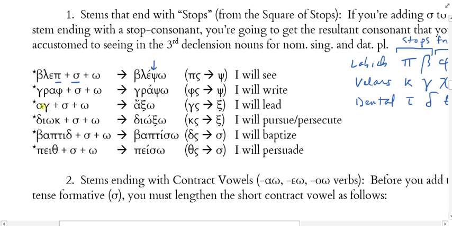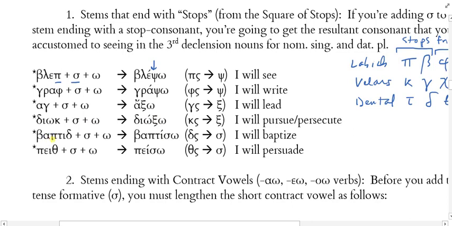Ago is to lead, and I want to say I shall lead. So here I have a velar with a sigma. Agso becomes axo. Everybody, axo? So I will lead. Dioko is I am pursuing. And with a sigma for the future, everybody, dioxo. Kappa sigma becomes xi. Dioxo. I will pursue or persecute.